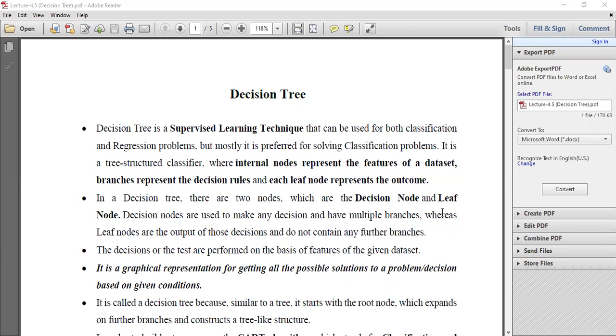In a decision tree, there are two nodes, which are decision node and leaf node. Decision nodes are used to make any decision and have multiple branches, whereas leaf nodes are the output of those decisions and do not contain any further branches. The decision or the test is performed on the basis of features of the given dataset. It is a graphical representation for getting all the possible solutions to a problem based on given conditions.